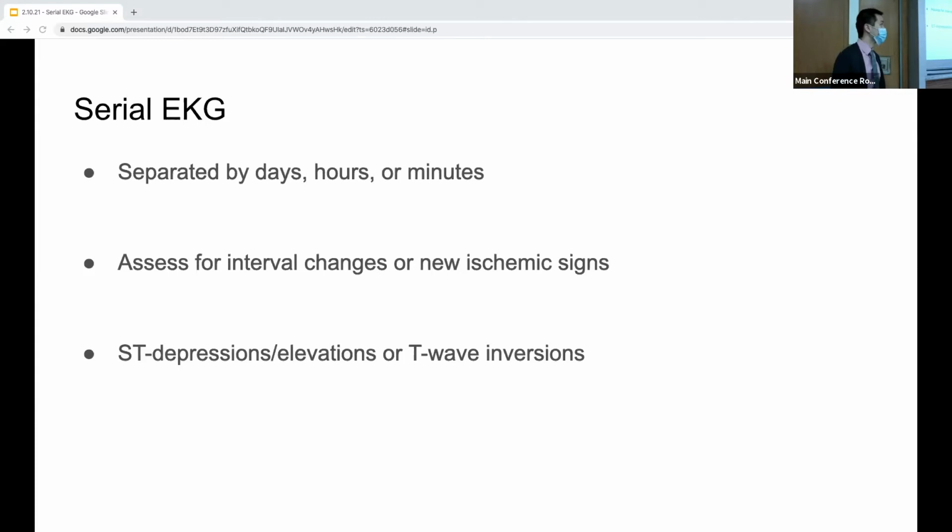A change from the old to the new is usually relevant and can be a sign of new ischemia. The things that we often look for are any changes in the ST segments, so depressions and elevations, and also the T waves, which can be inverted or otherwise changed, which we will get to when we talk about some of these other EKGs that you should be worried about that are non-STEMI.